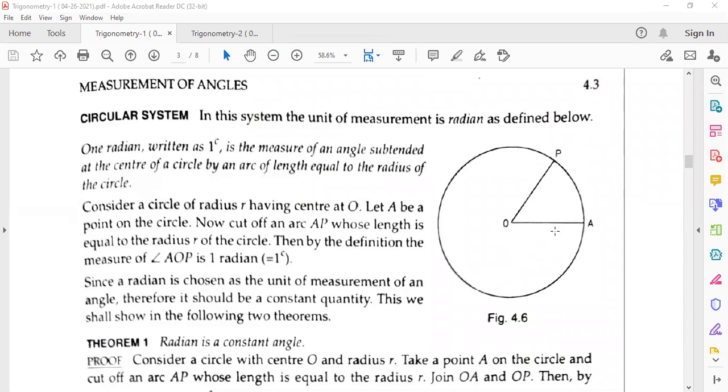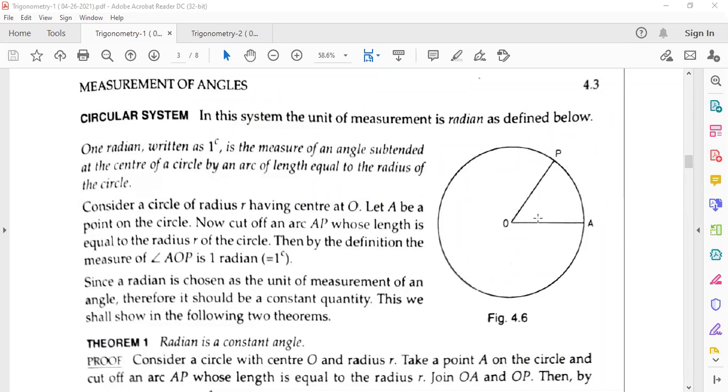So if OA is equal to R and the length of PA is also R, then we can say that POA makes an angle of 1 radian. 1 radian, written as 1C, is the measurement of the angle subtended at the center of the circle by an arc length equal to the radius of the circle. If the radius of the circle is R, and the arc length of PA is also R, then we can say that this angle is 1 radian.